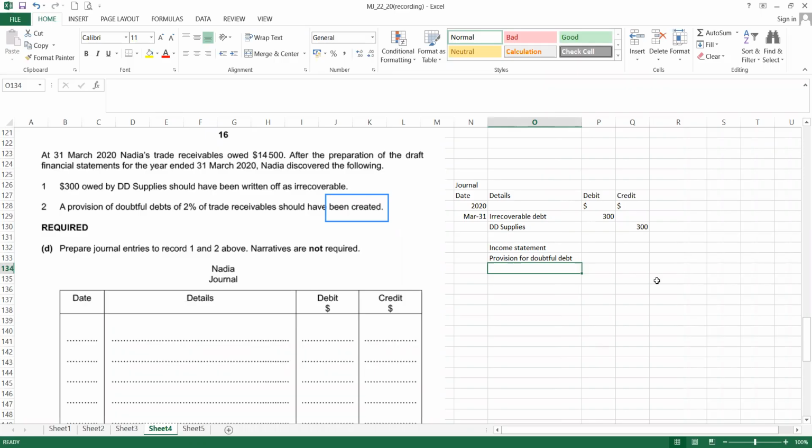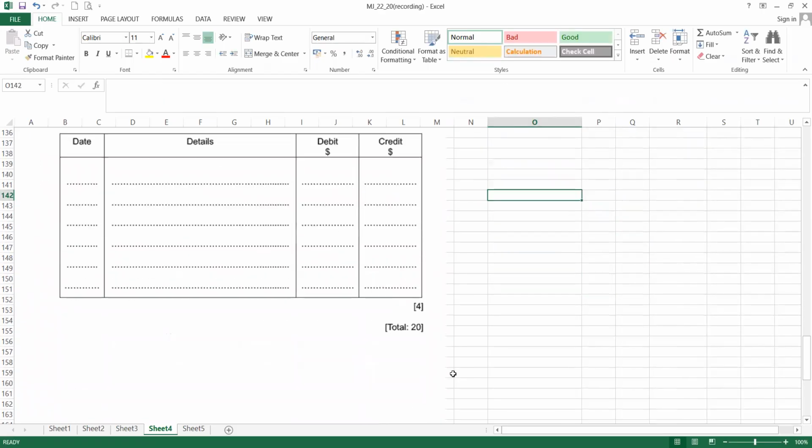So how are we going to calculate this 2%? I put into here. To calculate the provision, we take 14,500 minus 300 and then times how many percent? 2%. So this is a formula that we should have, because additional irrecoverable debt had to be deducted from the trade receivable before calculating the provision. So 14,500 minus 300 and then times 2%, we get 284. So this is the journal for it. So that is for question number 4.